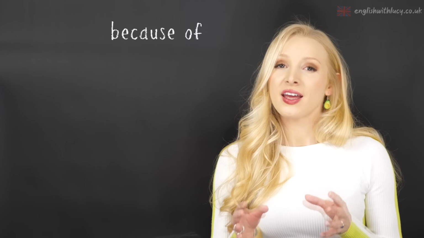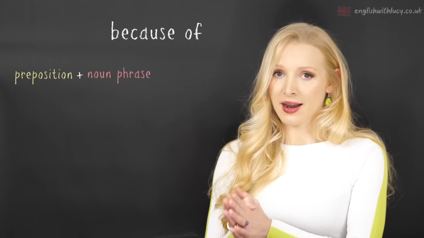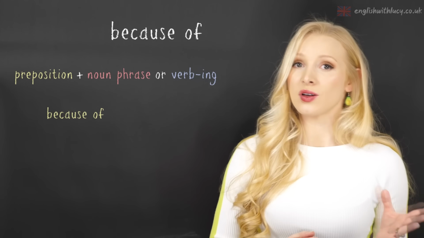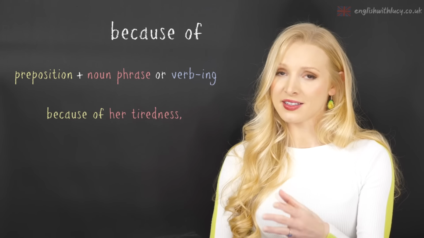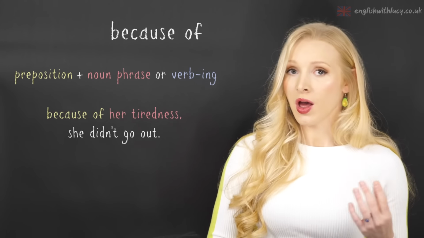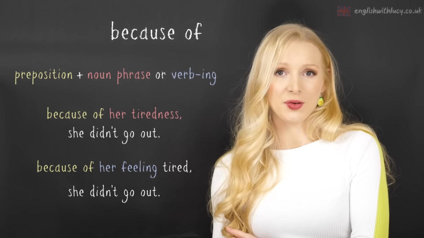Because of is a two-word preposition. It's followed by a noun phrase or verb ing. Because of her tiredness, that's a noun phrase, she didn't go out. Or because of her feeling tired, she didn't go out. There's a lot more to say on this matter, but I think that's enough for you to understand all of these alternatives for because and because of that I'm going to show you.